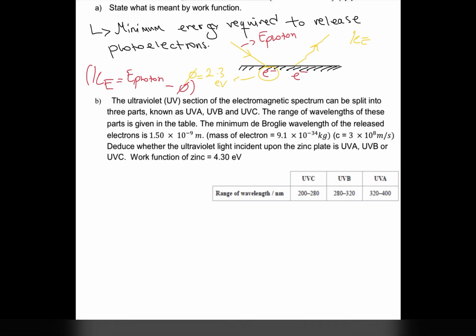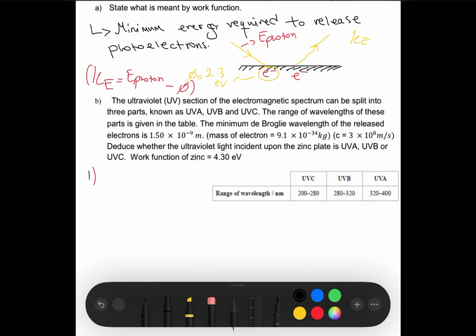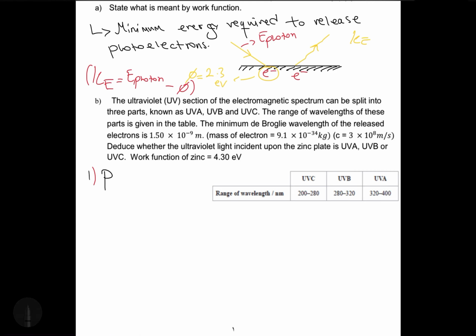I'll write some of this stuff here. So the first thing you want to do is go ahead and calculate the momentum of the particles, because we have the de Broglie wavelength here, we have the lambda here, and we also happen to have the Planck's constant in the first question.